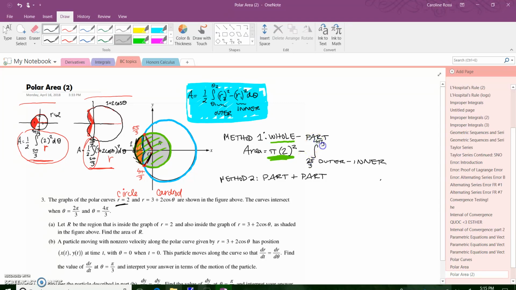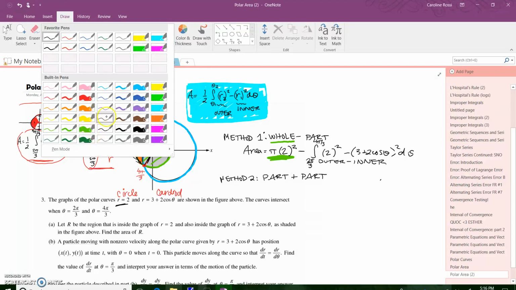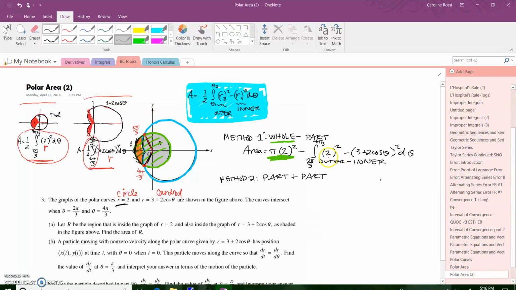So make sure you're writing down the setup. And I'm going to do my outer, which is r squared, minus my inner, 3 plus 2 cosine of theta squared d theta. So that involves taking the entire area in green and then taking away the area in orange, which is this piece right here. So I get that jotted down.